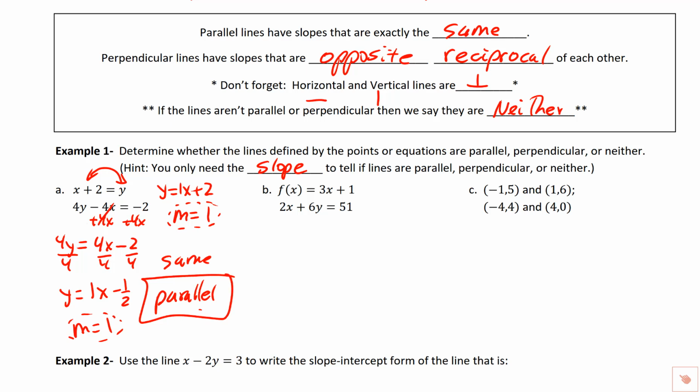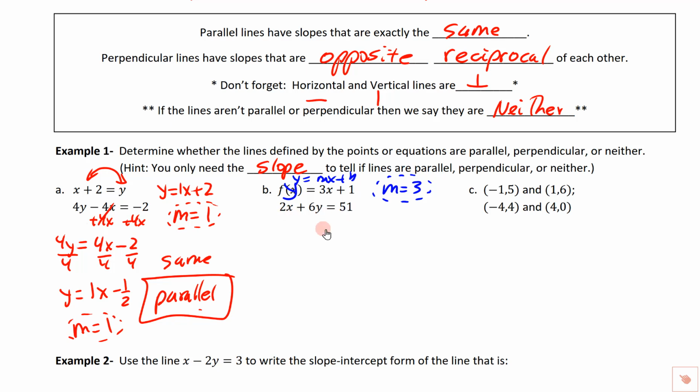That's our answer. Now I'm going to switch colors to come over here and take a look at this one. If you haven't seen this before, this is what's called function notation. You'll do that at some point in the year if you haven't seen it already. Just imagine that this is just a y. Okay, so pretend that's a y. So this is in slope-intercept form, y equals mx plus b. So that means the slope of this one, they gave us a little treat here, slope is 3.